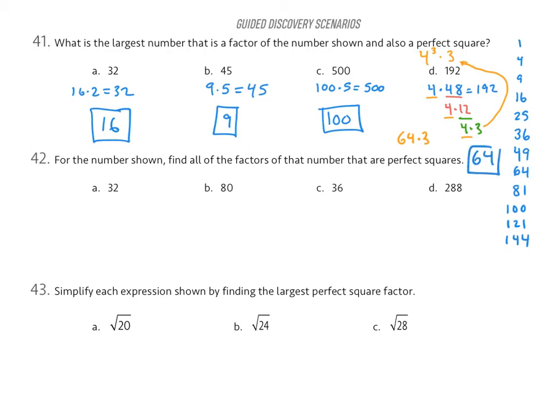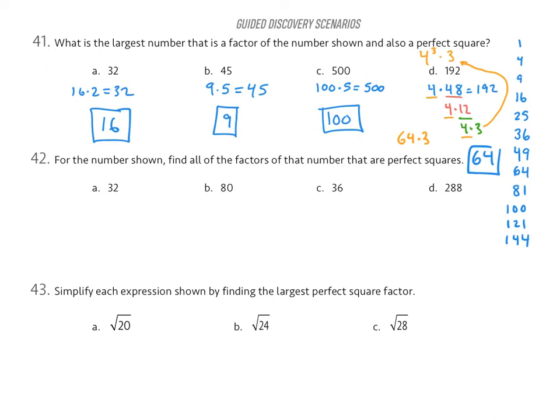Now I showed how to do this by pulling out small factors, looking at 4 dividing into 192, and then 4 divides into 48, 4 divides into 12. But you could also have divided 192 by larger numbers, and you would have found that 16 divides into it. Or you could have tested out 64 and found that it's a factor early on.